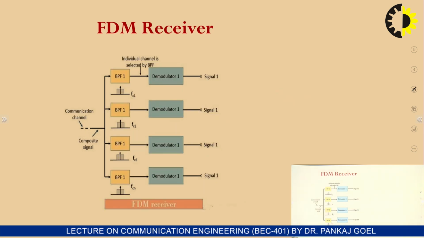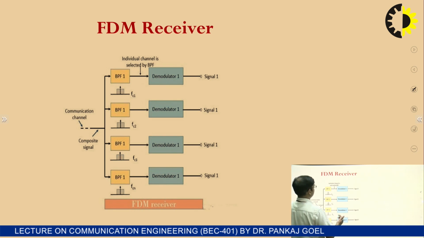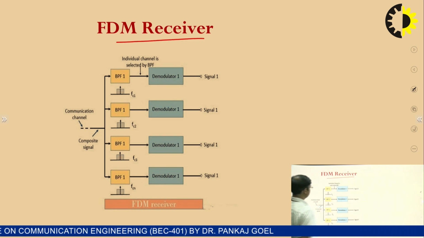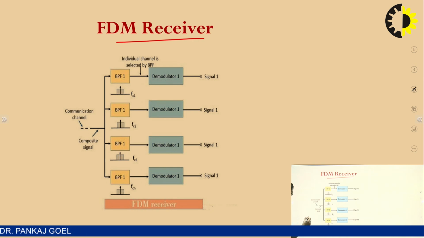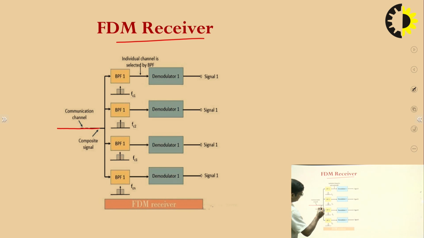This is the block diagram for the FDM receiver. Here we can see that the different message signals are coming on a single line. Now they need to be separated. So the separation mechanism here is that we have to use the band pass filter.